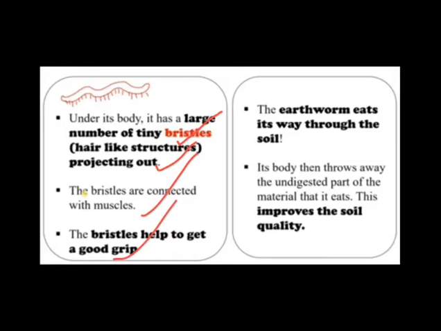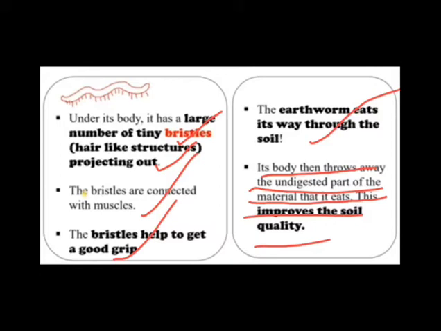The earthworm eats its way through the soil. Its body then throws away the undigested part of the material that it eats. This improves the soil quality. That is why earthworms are also known as the farmer's friend, because they improve the soil quality.